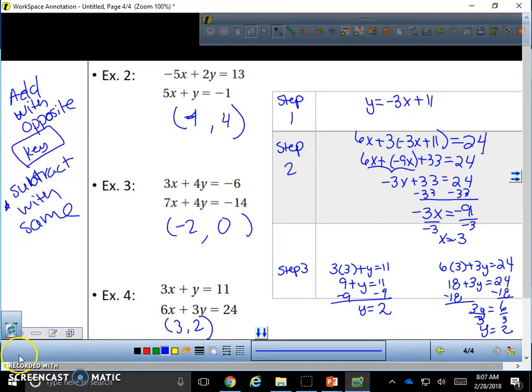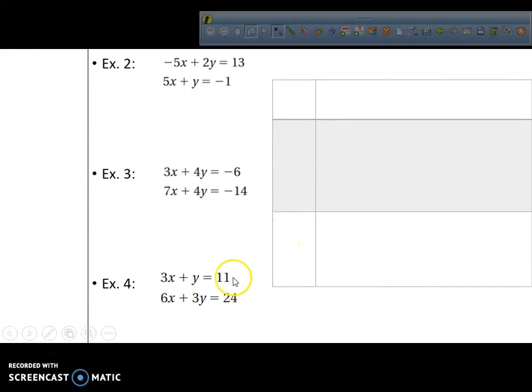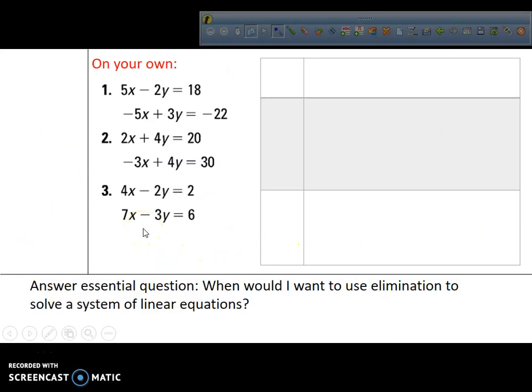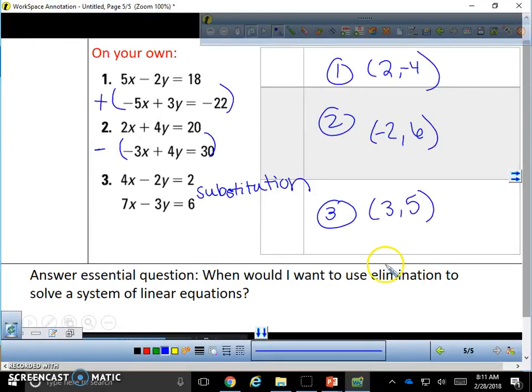Here are your on your own problems that I would like you to work on, as well as your essential question to answer. When you're ready to check your answers for these on your own, please press resume. And number 3, practice that substitution. When you're ready to resume and check your answers, go ahead and press play, and I'll have them posted.